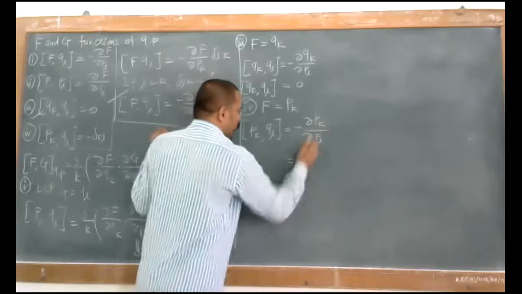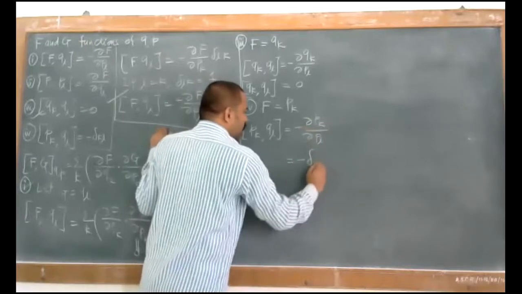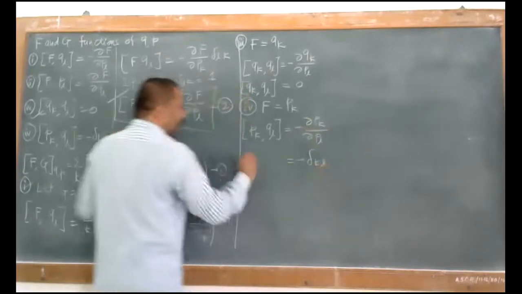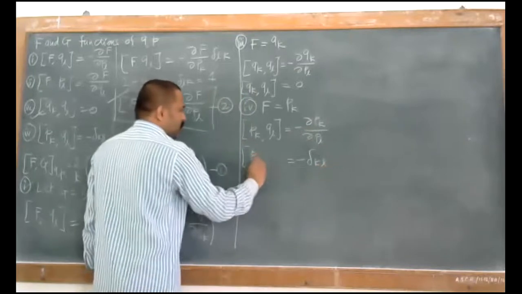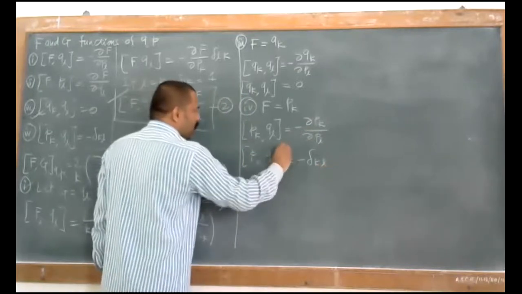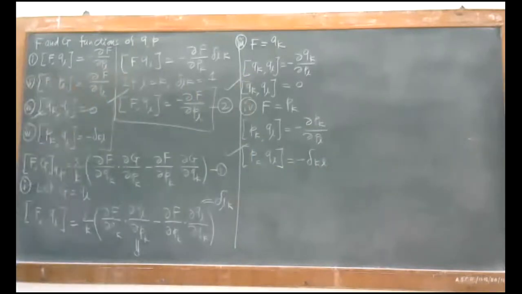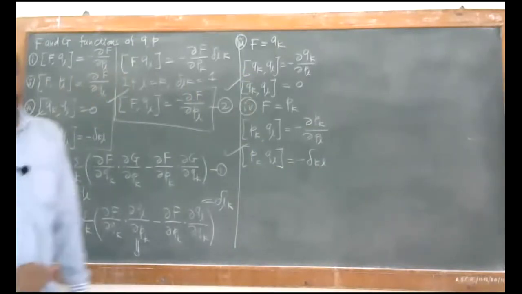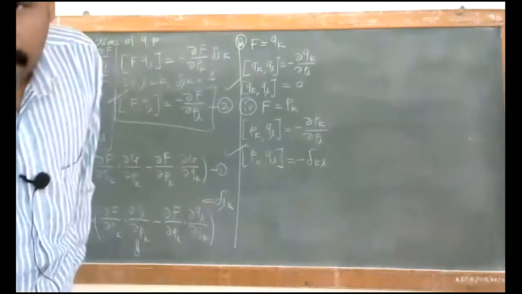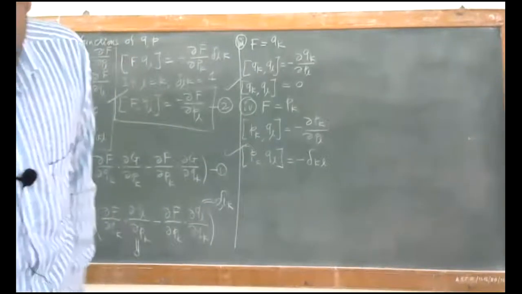This is nothing but minus delta KL, the Kronecker delta function. So the Poisson bracket of PK, QL is equal to minus delta KL. ठीक है, तर अशा पद्धतीने we can have this condition.